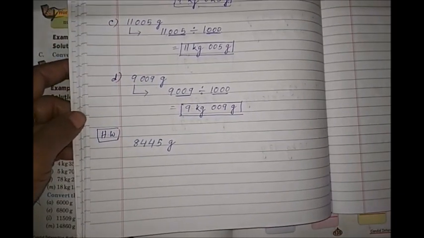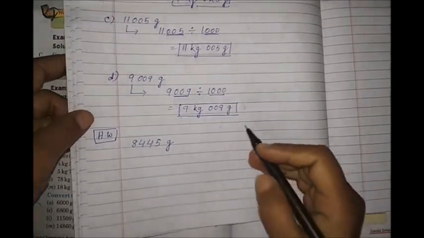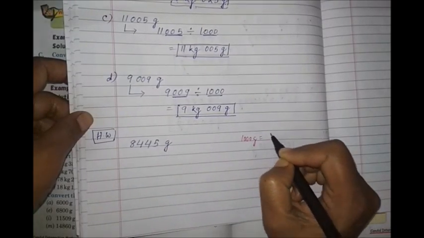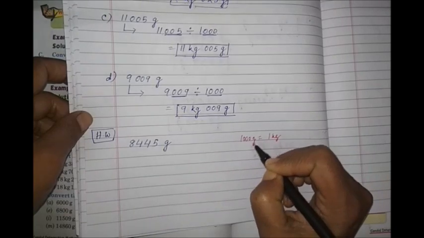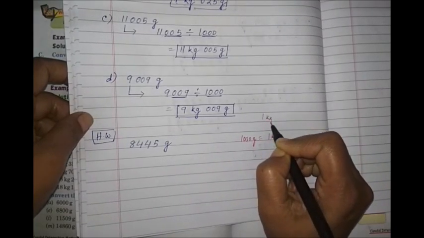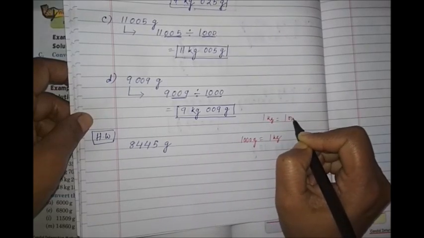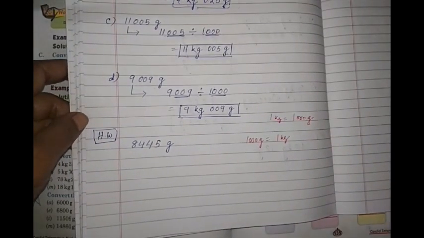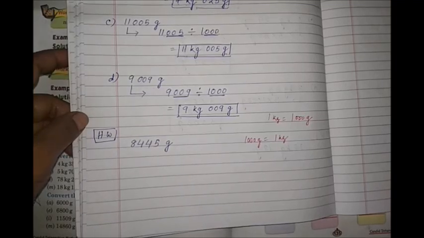8445 gram. Okay, so when you are changing, you have to write the unit also. 1000 gram equal to 1 kilogram. When you are changing gram into kilogram, you have to write like this. When you are changing kilogram into gram, then you will write 1 kilogram is equal to 1000 gram. I hope you all have understood and do enough practice of this chapter.